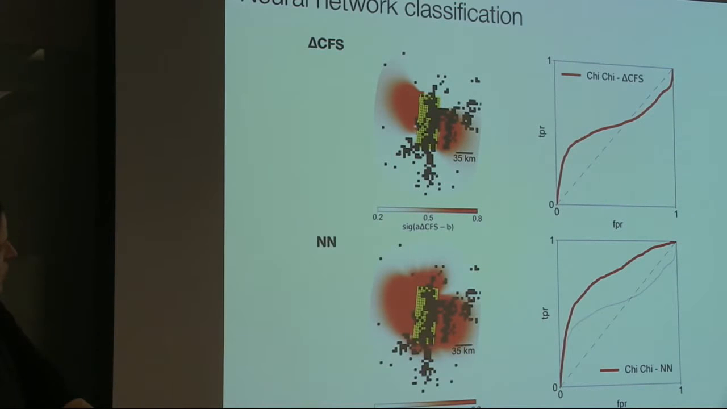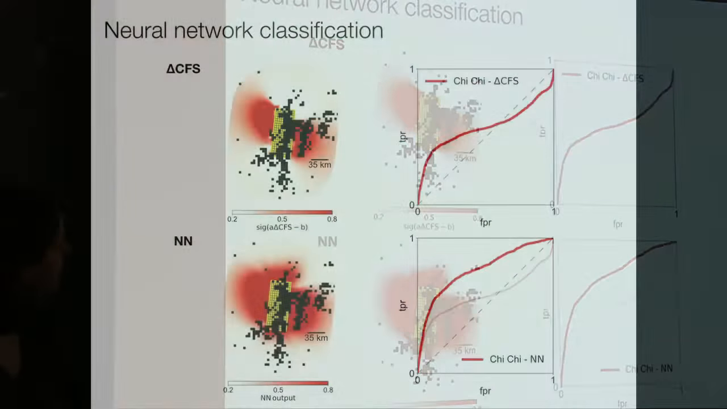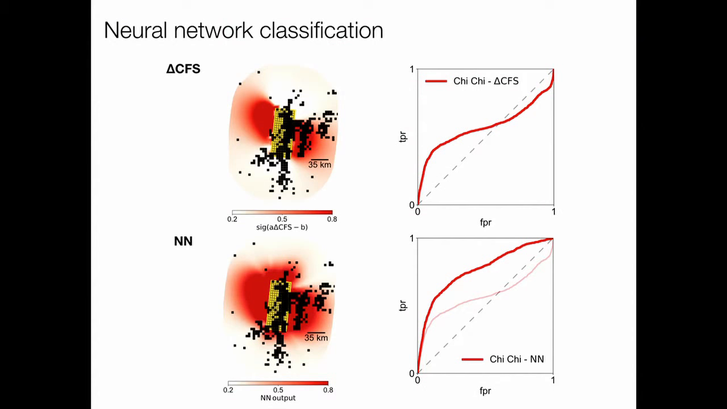This is an example where neither of these classification schemes does quite as well. This is the Chi-Chi earthquake in Taiwan. Again, an oblique thrust event, magnitude 7.7 or 7.6. And I think there were in total about 560 aftershocks in the ISC catalog for this event. And you can see the area under the curve for Coulomb failure stress change is, I think, 0.57 compared to 0.76 for the neural network.